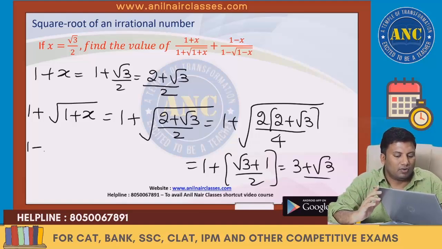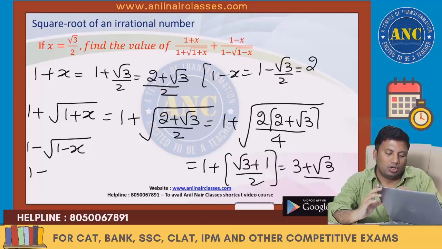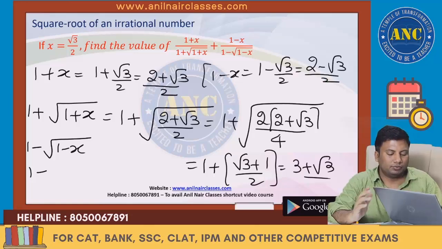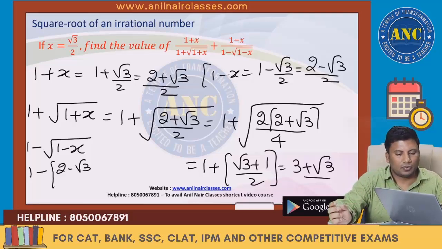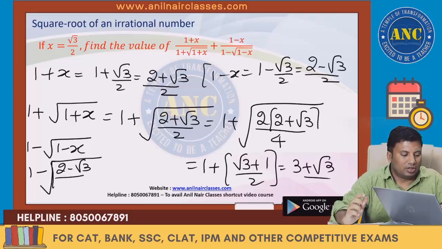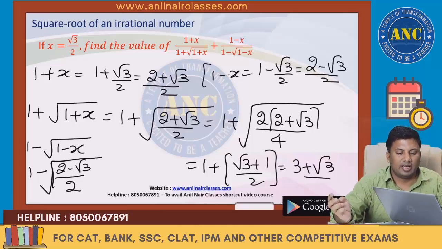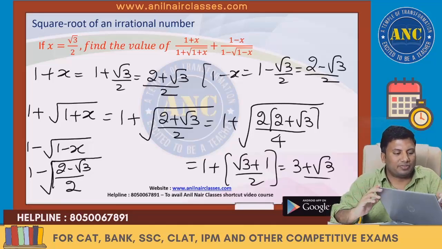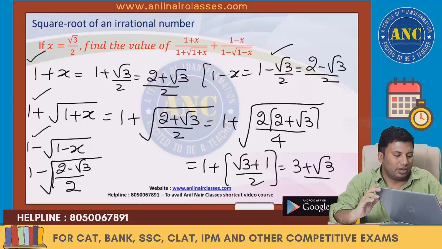Similarly, find out 1 minus root of 1 minus x. A little bit calculation intensive. 1 minus x is 1 minus root 3 by 2, 2 minus root 3 by 2. It is nothing but 2 minus root 3 by 2. Again do square root and everything. Same model we did. Try to do the right value. First find out 1 plus x, then find out 1 plus root of 1 plus x, then find out 1 minus x, then do 1 minus.